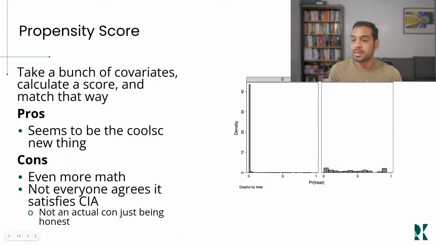So the pros, it does seem to be like the cool new thing, but the cons were it requires even more math. And then the biggest point, it was written in the book, is that not everyone agrees that this fully controls for the confounding that we were seeing, or that we're trying to eliminate.